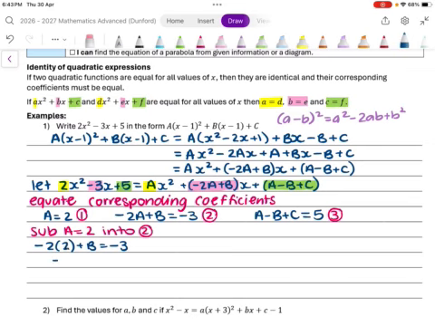Okay, this is then minus 4 plus B equals minus 3. We're trying to solve for B, so we need to plus the 4 to the other side. So we get that B is equal to 1.